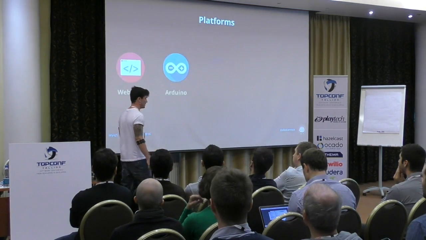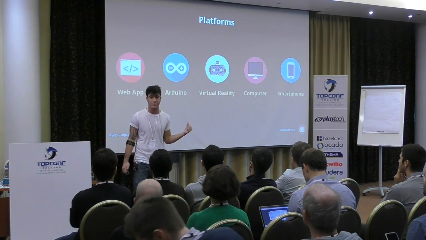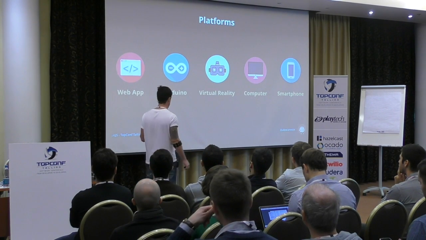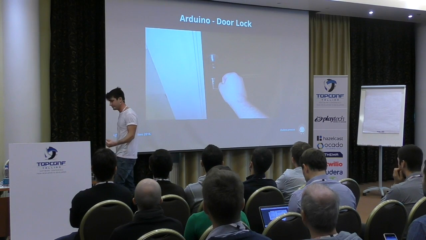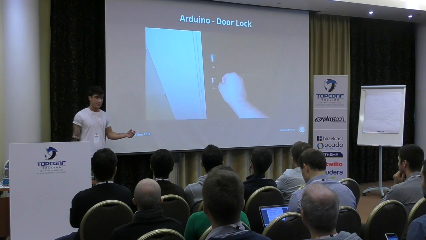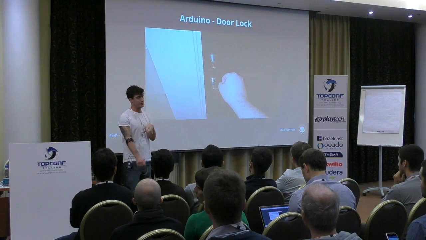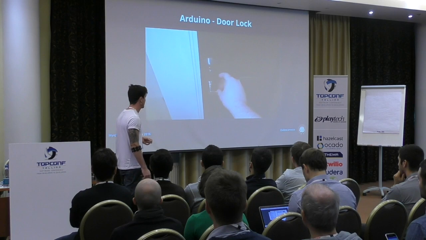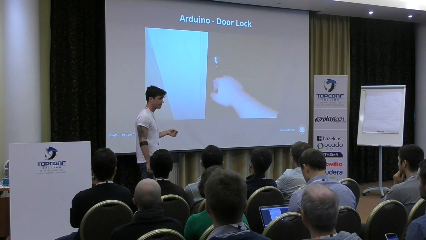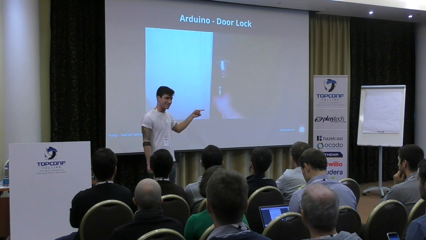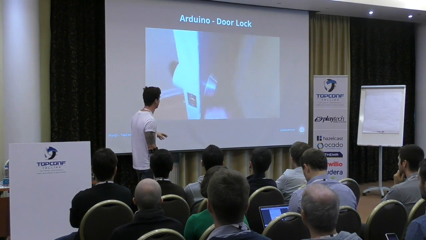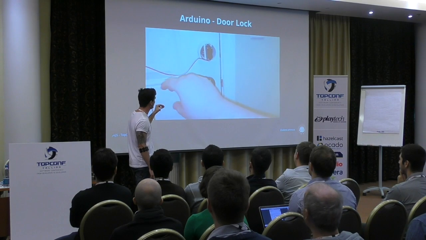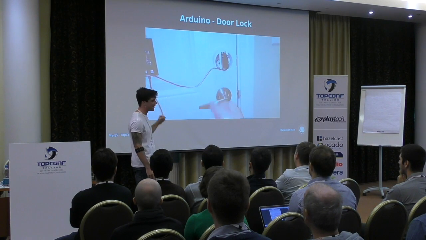If we look to the platforms we can develop on, we have web application, which is what we're gonna cover today. So JavaScript, Arduino, virtual reality, computer application, and smartphone application. For Arduino, check this guy out. So he created a door lock, so he can lock and unlock his home door based on Myo connected to Arduino. So it will double tap to unlock the application, then perform a fist, rotate, and it's just gonna show it on the other side so you can actually have a better picture of what it's doing. So you can see Arduino is there. It locks the door, unlock the application, double tap, perform fist, rotate, back.